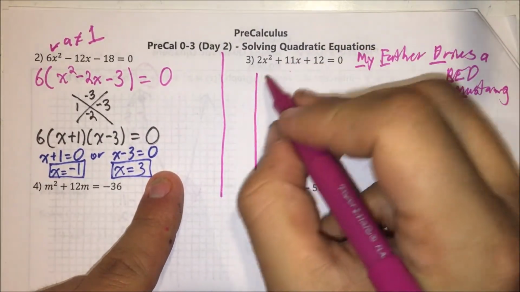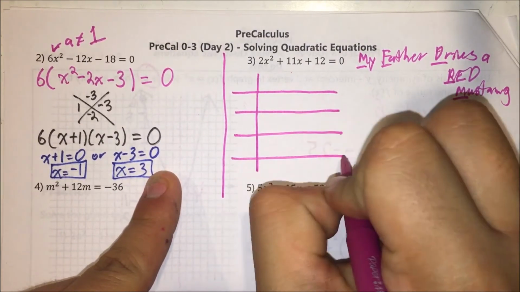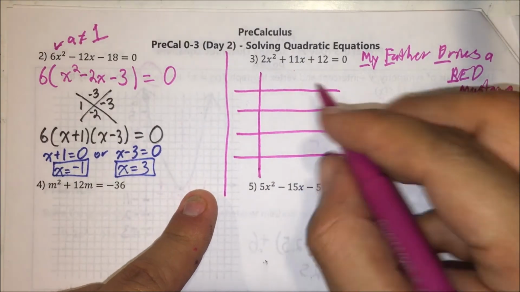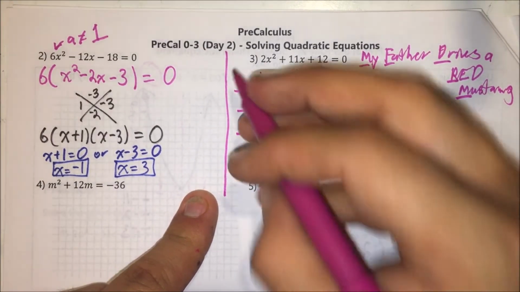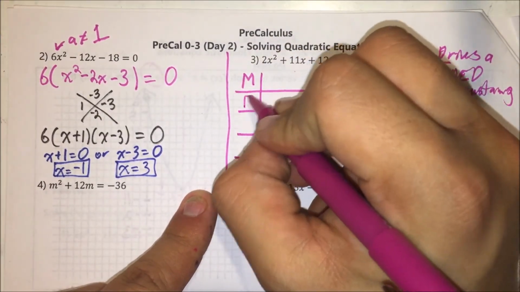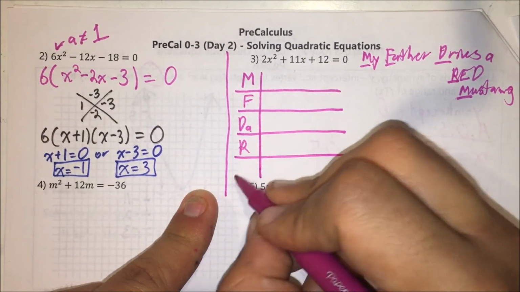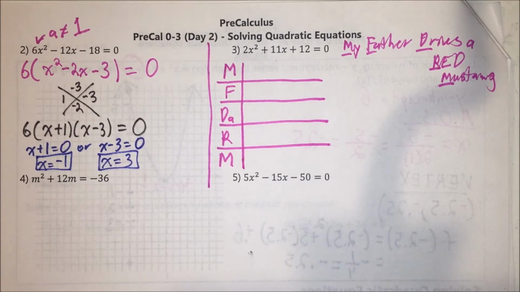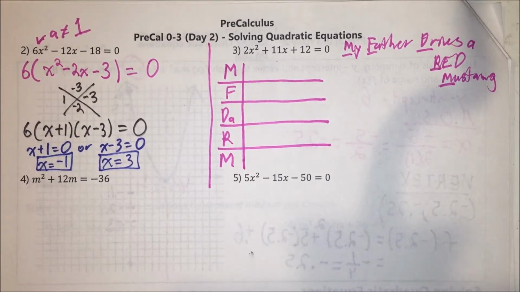So what I'd like to do is create a little table of 5 rows. And each of these letters for My Father Drives a Red Mustang is going to get placed in each of these on the left. Alright, so what in the world am I talking about here, right? My dad drives a red truck. He doesn't drive a red Mustang. Well, let me show you guys.